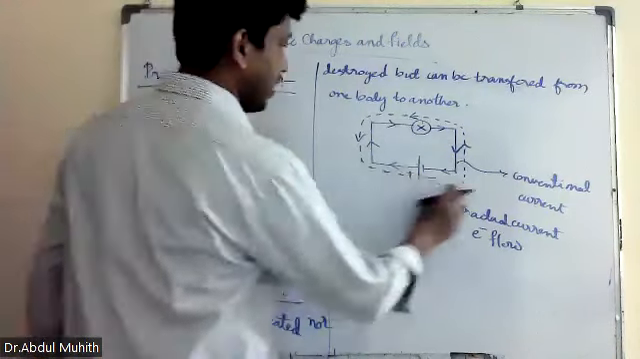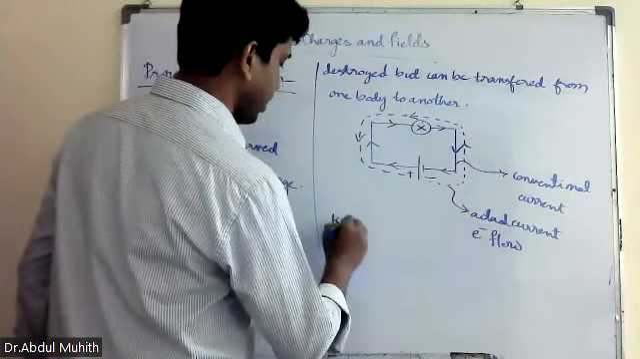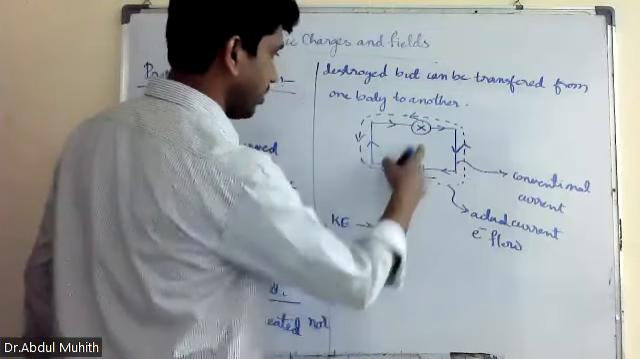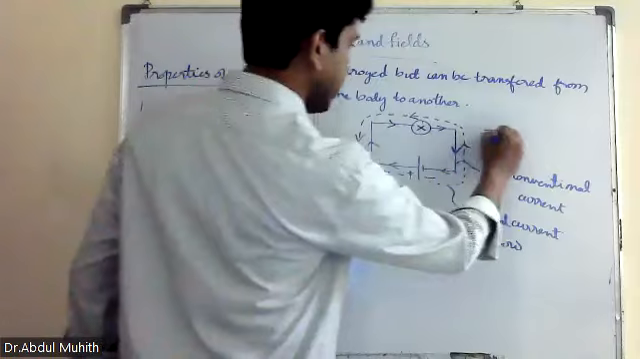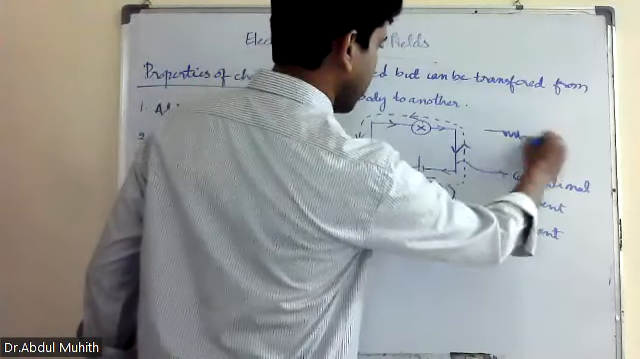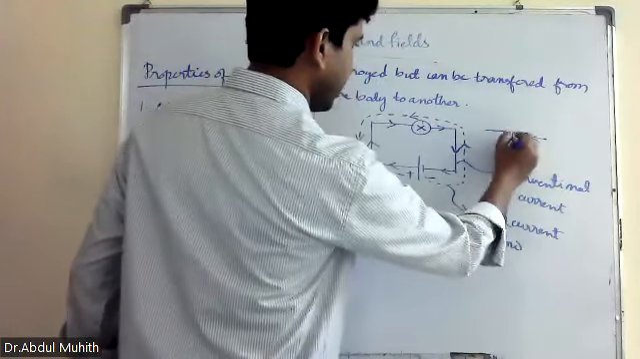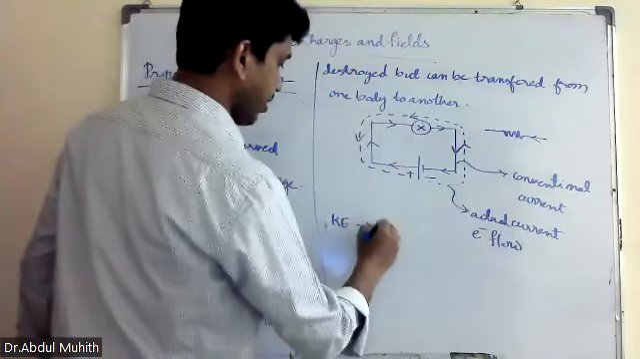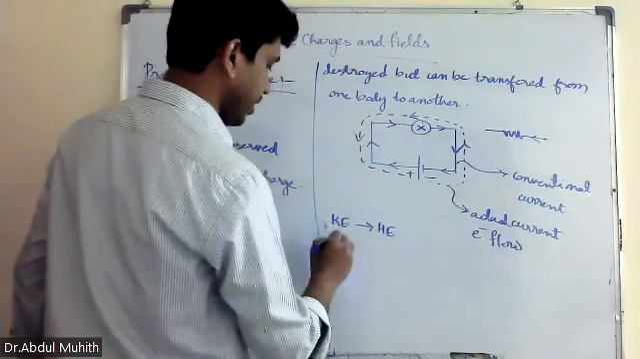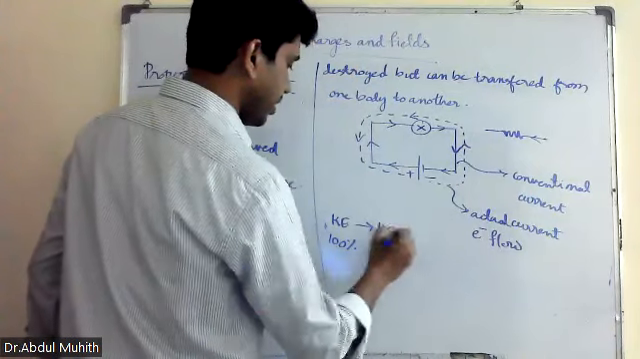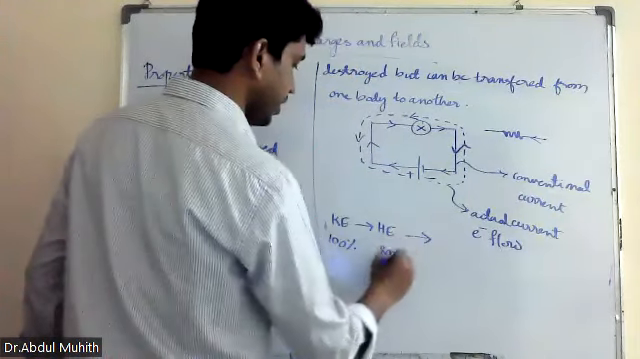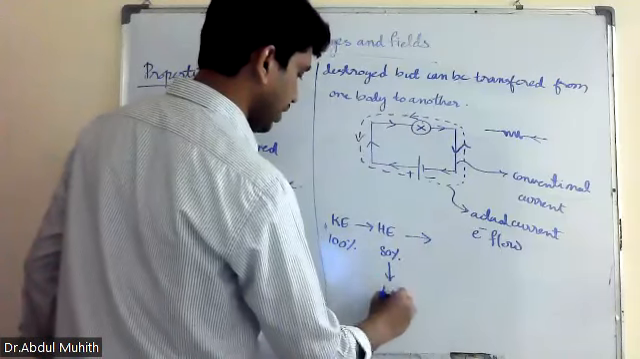When the electrons are running, they have kinetic energy. This kinetic energy, when it enters here, meets a resistance in the bulb. So once it enters here, the kinetic energy is converted to heat energy. Maybe if it is 100%, 80% is converted to heat energy, and this heat energy is later on converted to light energy.